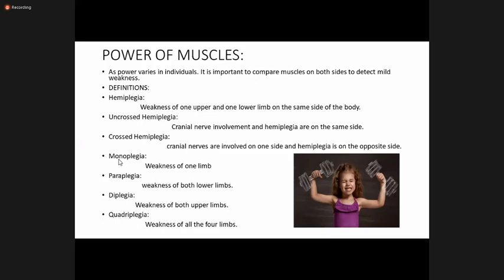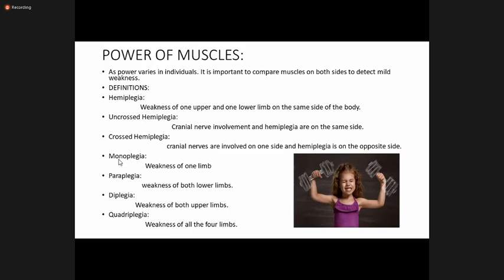In hemiplegia, mostly it is a weakness of one upper and one lower limb on the same side of the body. It means right side hemiplegia or left side hemiplegia. If you have decreased power in the right upper and right lower limb, you must explain this is a right side hemiplegia because the power is decreased in the upper and lower limb on the same side. In other words, uncrossed hemiplegia.